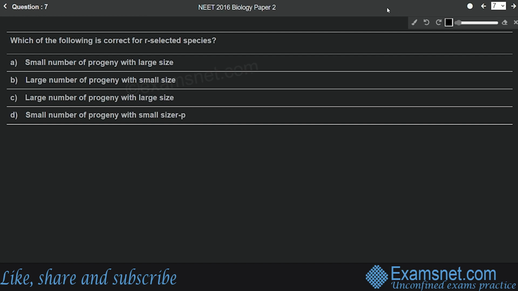Question number 7 is from the chapter Organisms and Population, and the question is, which of the following is correct for R selected species? So what are R selected species? See, R is related to reproduction, okay, or it is related to more reproductively capable species, okay. So we can say that R selected species have high reproductive capacity.